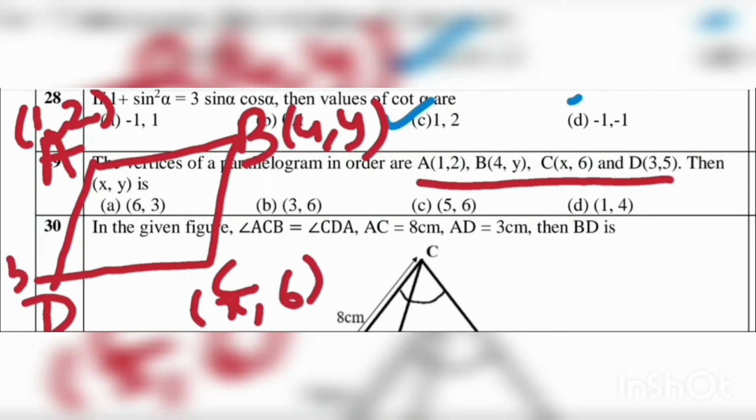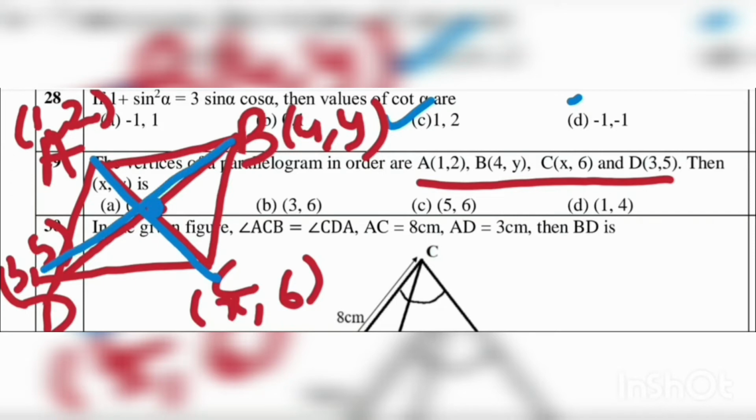Now we have to find xy. What will be xy? We know that the diagonals of a parallelogram bisect each other. This will be the point where they bisect, and this point is going to be the midpoint. So we will find coordinates of this point. First we will find its coordinates from diagonal AC, then we will find its coordinates from BD. Coordinates are going to be the same, so we will equate them and find x and y.